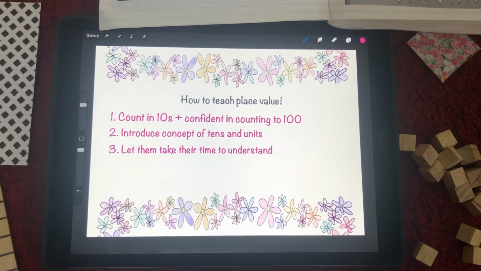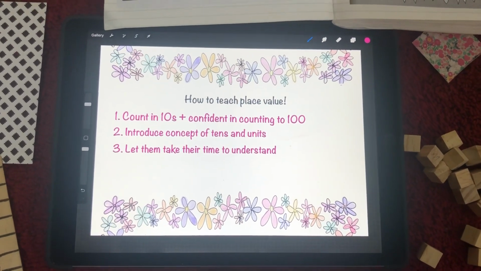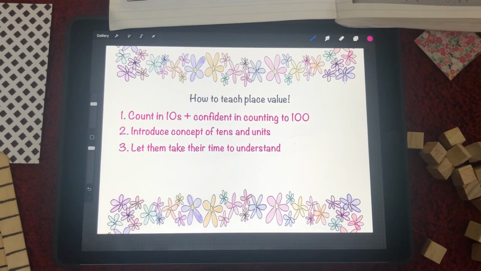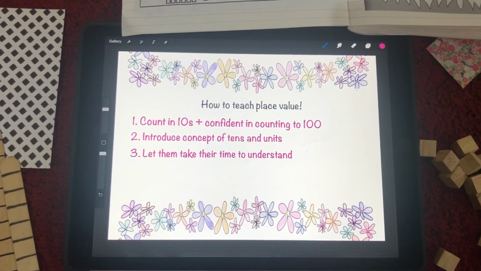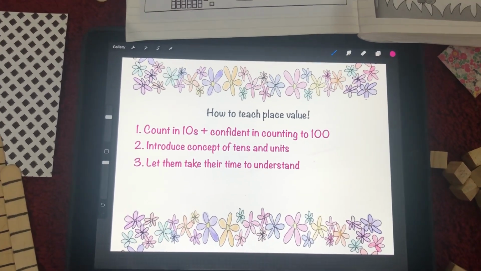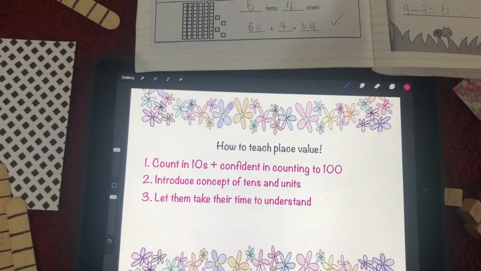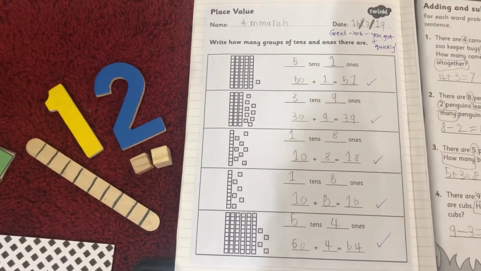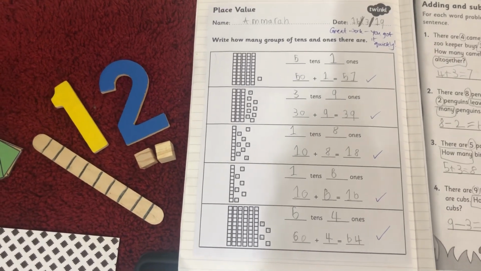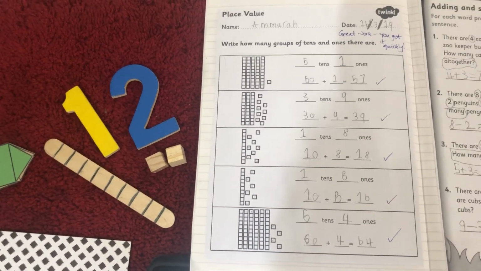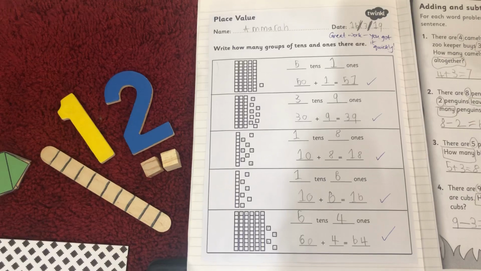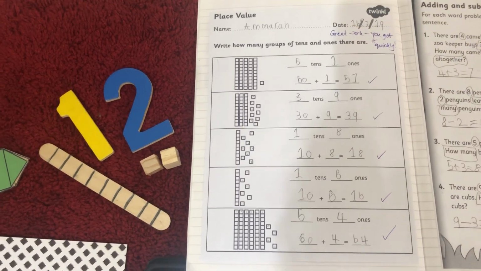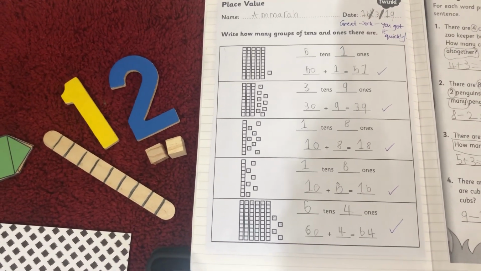Another important thing for us as mums and educators is to allow our children to take their time to understand. Now I'm going to show you one of my daughter's recorded bits of work that we did. A lot of it was practical to begin with. And if you look at the date, we actually did this in March 2019. So it's coming to a year now of us practicing just place value.